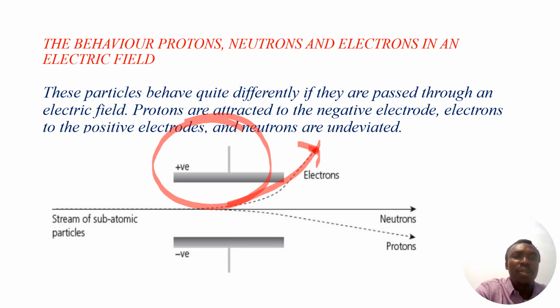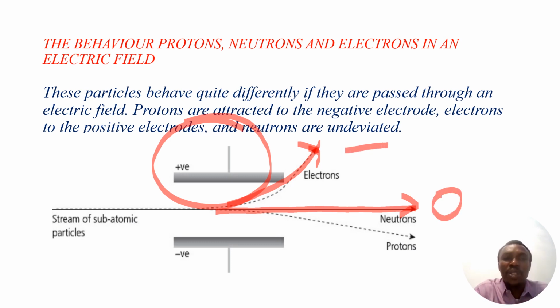Then if you look at the neutrons, they are undeviated because they have no charge. The charge is 0. Electrons are negatively charged, so you see they are attracted to the positive electrode.